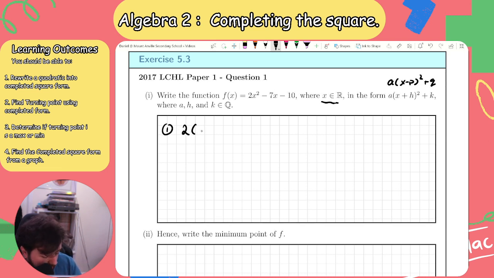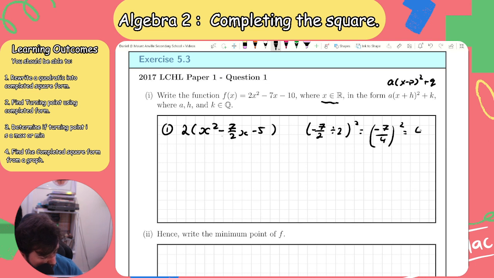So step 1, factor out the 2. I'm left with x squared minus 7 over 2 x minus 5. Half the coefficient of x and square it. So it'd be minus 7 over 2, divided by 2, which is minus 7 over 4, all squared, which is 49 over 16. Add and subtract that in. So 2 times x squared minus 7 over 2 x plus 49 over 16 minus 49 over 16 minus 5.